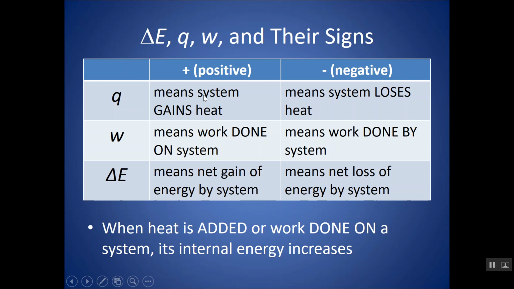If you are gaining heat, Q would be positive. If you are losing heat, Q would be negative. If work is done on the system, work is positive. If work is done by the system, it would be negative. So if you think of yourself working out, you being the system, you are losing calories because you are doing work. So anytime the system itself does work, it's negative. You're losing energy. And again, anytime delta E is positive, there's a gain in total energy. Delta E being negative, there's a net loss of energy.